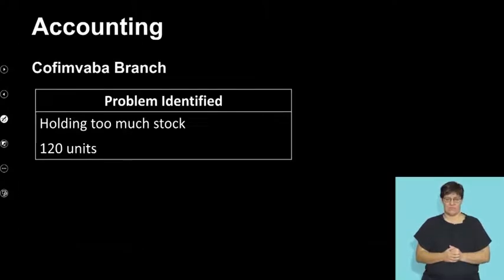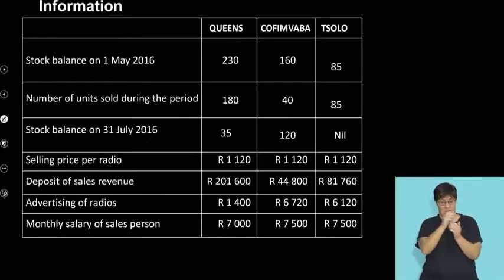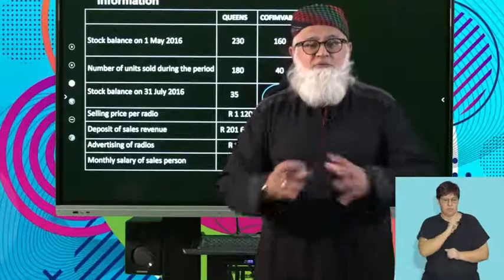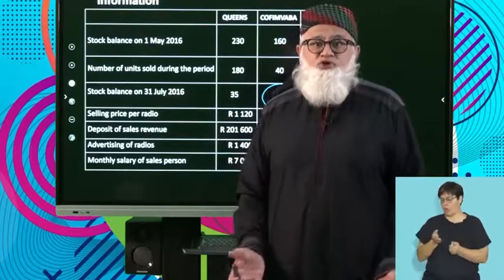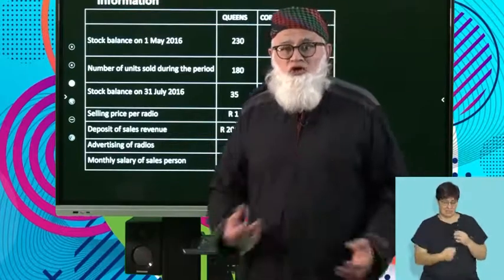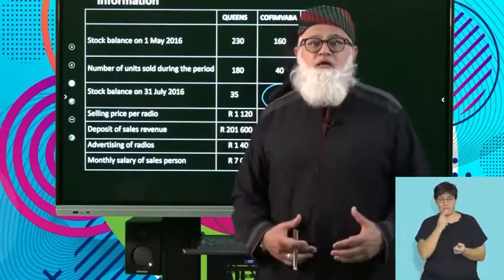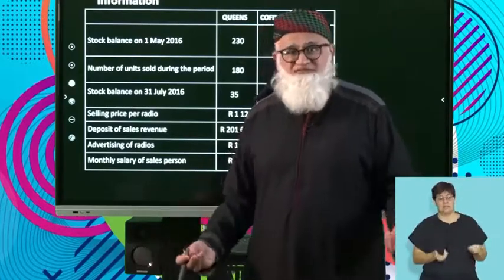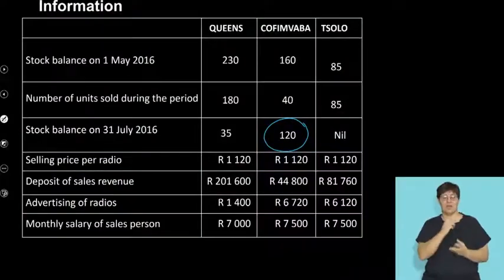Right? Remember, we're still busy with the Kofivamba branch. We're holding too much of stock. Let's look at it. Here's my stock balance. Clearly, you can see you have 120 units on hand. Now, obviously, that is directly related to your sales. The fact that you're not selling enough means you have too much of stock on hand, and surely that in itself poses other challenges. The moment you have too much of stock, it can become obsolete. You're also then opening yourself up to possible pilferage and theft if you're holding too much of stock.